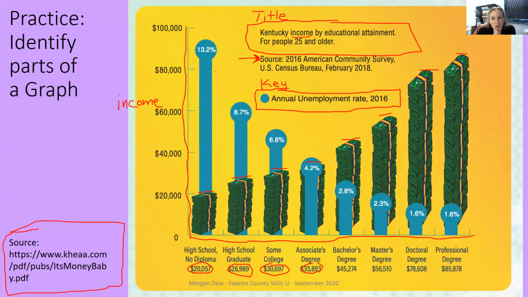Okay, so what I would like you to think about, I'd like you to take a look at this graph now that we have gone through and kind of picked it apart and talked about all the different pieces. What are some things that you notice about this graph? This graph is telling you about education, income, and unemployment. What are some things that you notice?